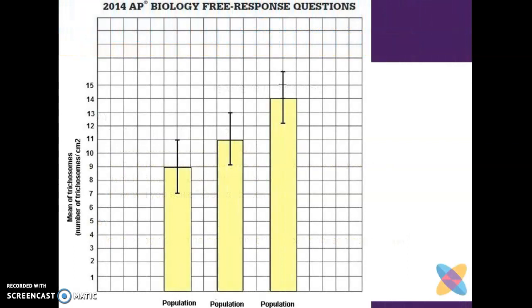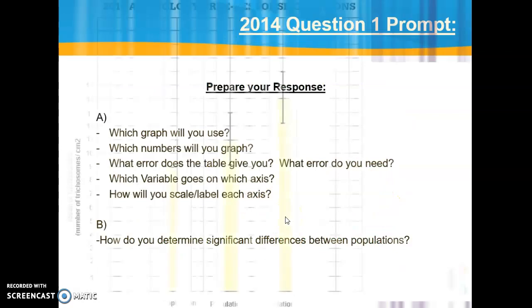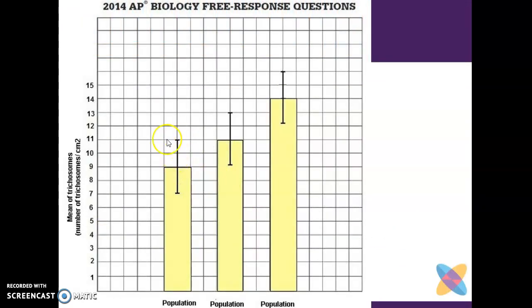Just reviewing standard error of the mean. They give you the mean for population 1, and they asked you to graph 2 standard error of the means. Now, if you look back at the data, 1 standard error of the mean was 1. We need 2. So we would go up 9 plus 2, and we would go down 9 minus 2. There is our 95% confidence. We are 95% confident that the true mean for this population is somewhere between 7 and 11.